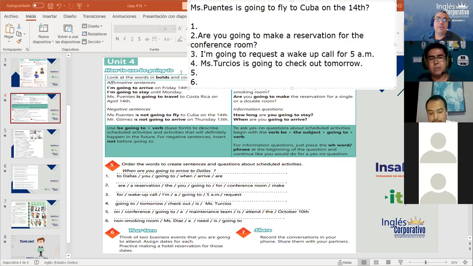Perfect. That is correct. Turcios is going to. Ven aquí. El is going to, and then the verb, right? Verb. Going to request. Make. Right, the verb was in base form. Okay, next one.